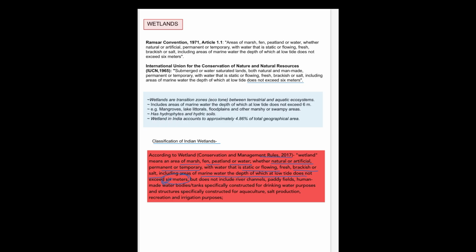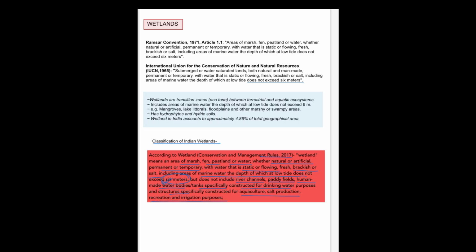But it does not include, this is very much important, river channels, paddy fields, human-made water bodies, tanks specifically constructed for drinking water purposes, and structures constructed for aquaculture, salt production, recreation and irrigation purposes. At times the question is, which of the following does not get classified under wetlands. So these are the things. This is according to the Wetland Conservation and Management Rule 2017.